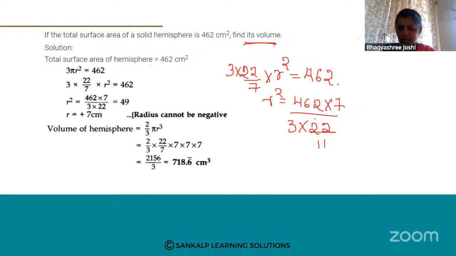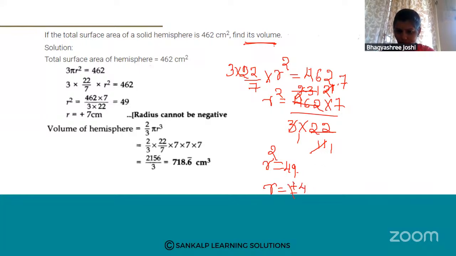So 2 ones are 2, 2 twos are 4... 2 threes are 6, 2 ones, right? Next, 11 ones are 11, 11 twos are 22. 1 remains, 11 ones are 11. So 3 ones are 3, 7 sevens. So 7 into 7 is 49. That means r square is equal to 49.